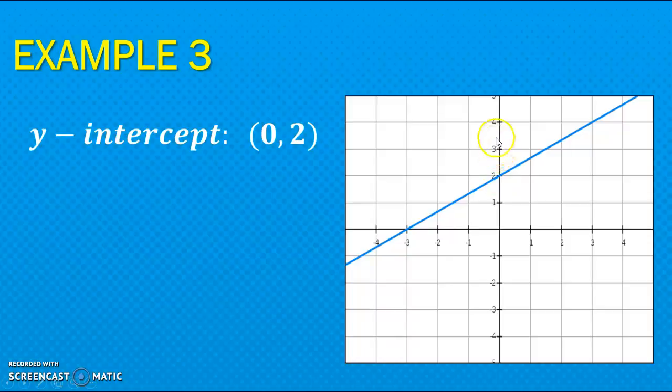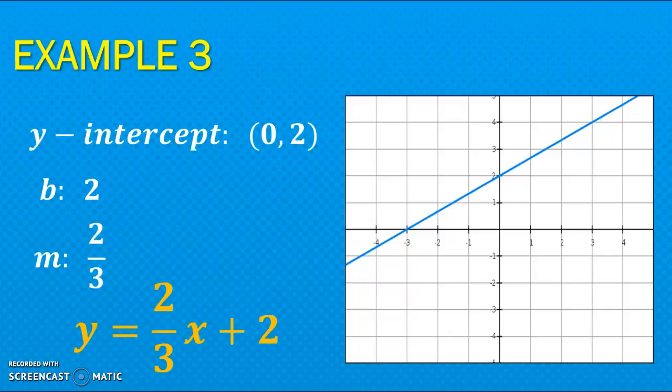We're going to go up 1, 2. Up is a positive move, so that's +2. And we're going to go over 1, 2, 3 to the right. Right is a positive move. So my slope is 2/3. Now I know b, I know m, and I can write my equation: y equals 2/3 x plus 2.